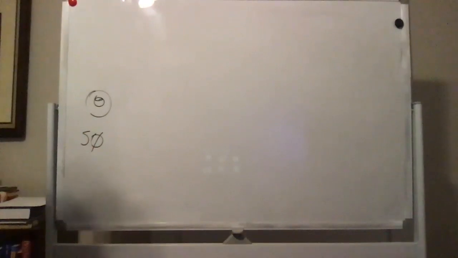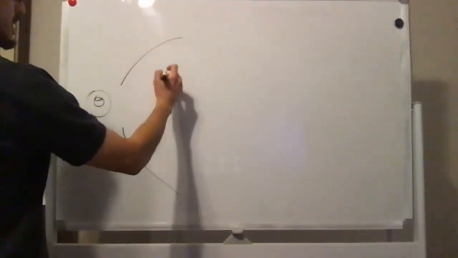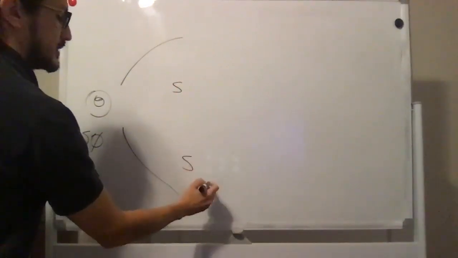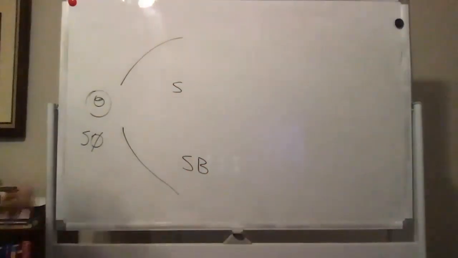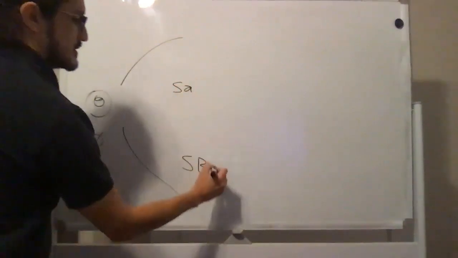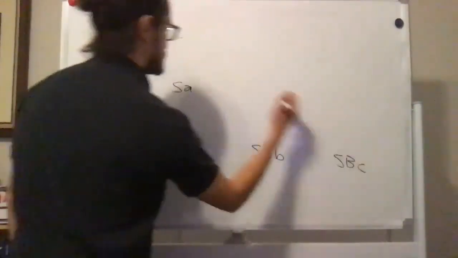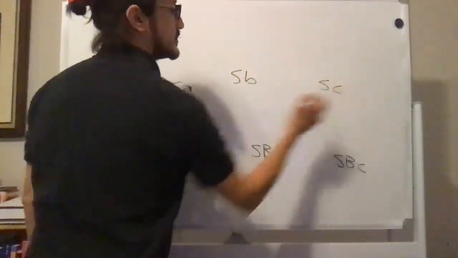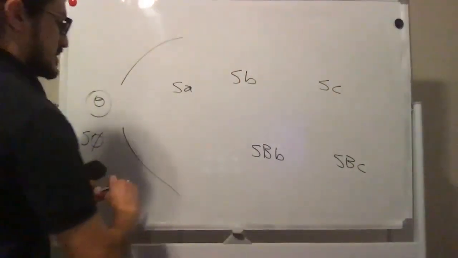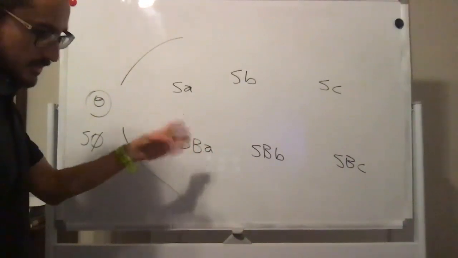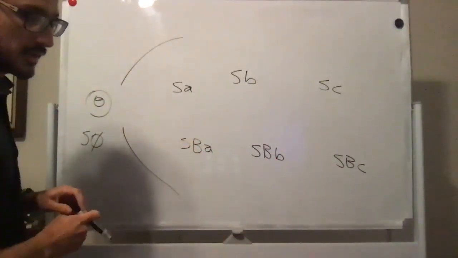And then the S0 is going to divide into these ones, we can call them pure spiral galaxies. These ones are going to be barred spiral. So the main characteristic over here, we're going to have SA, SBA, SB, SBB, and SC, SBC. The main characteristic is the luminosity that you have in the central bulge, and luminosity in the spiral arms or in the disk.